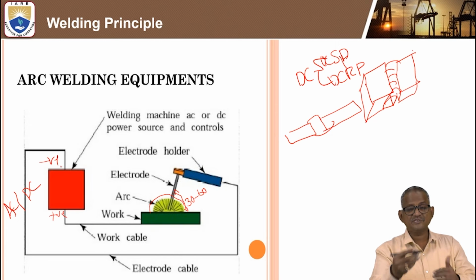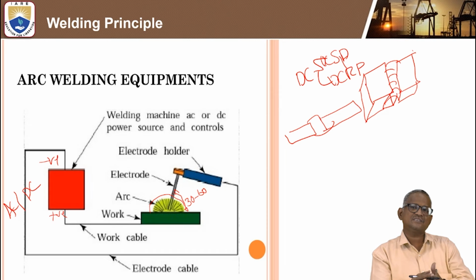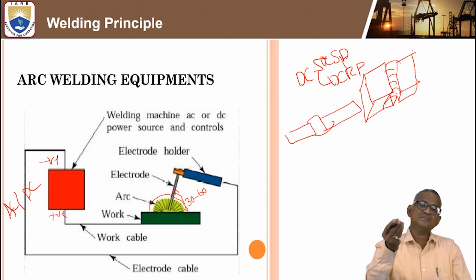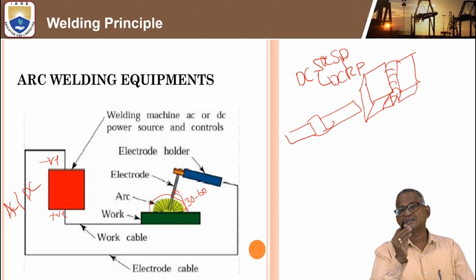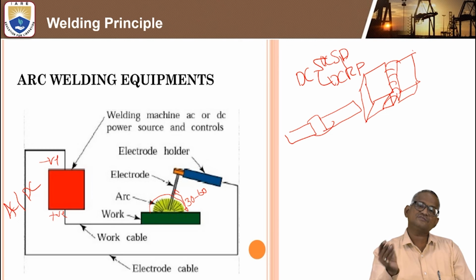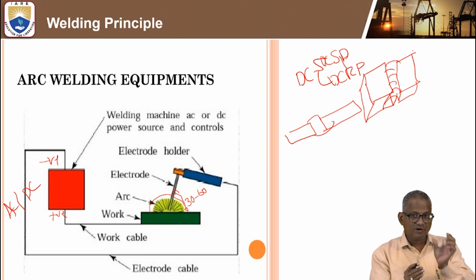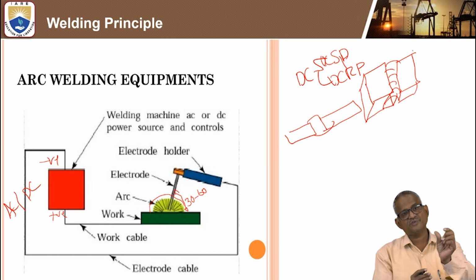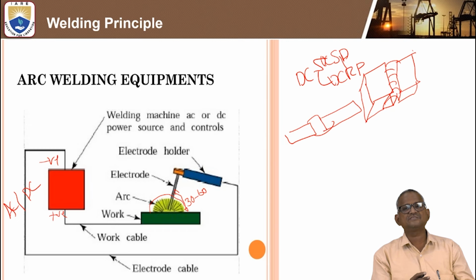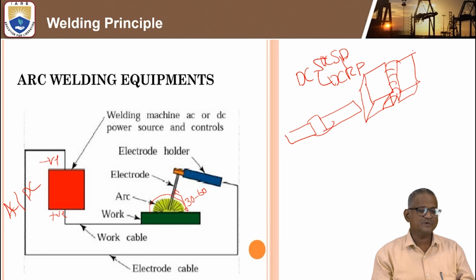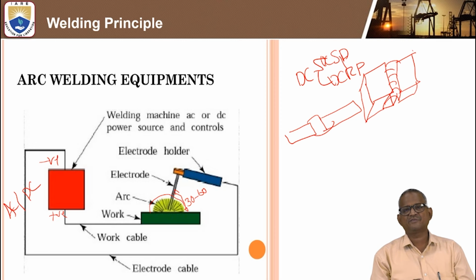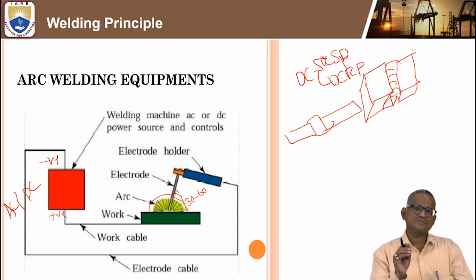Sometimes they may put it in the reverse direction, and in some particular applications reverse polarity, DC reverse, can also be used. But that depends on what type of metal and what type of technique you are using, and you should follow the same. Otherwise it leads to some problems while performing it. Okay, so this is about that.